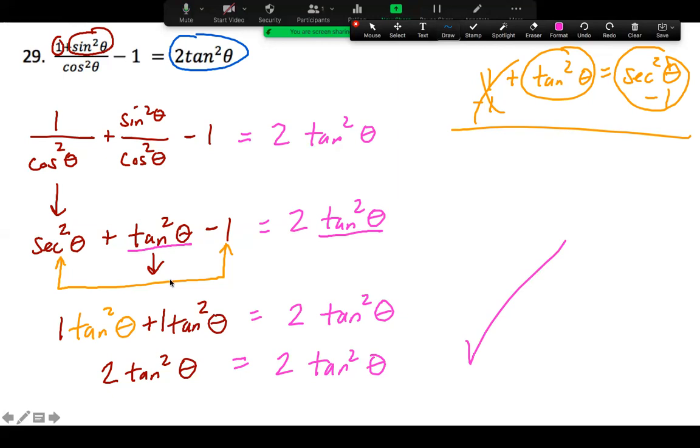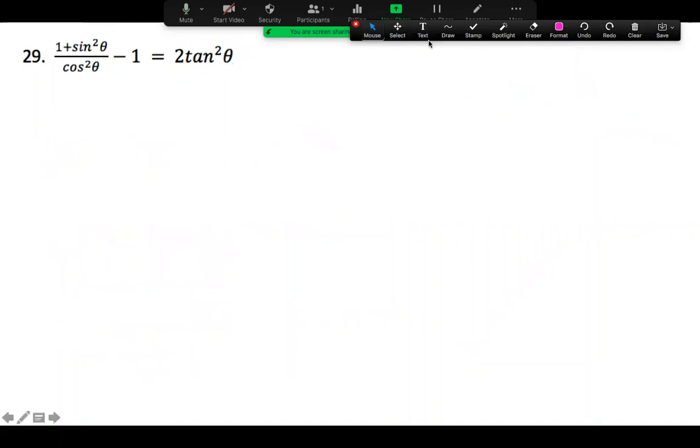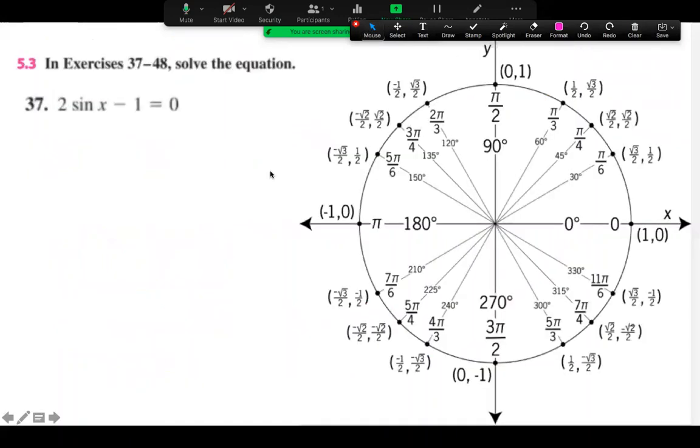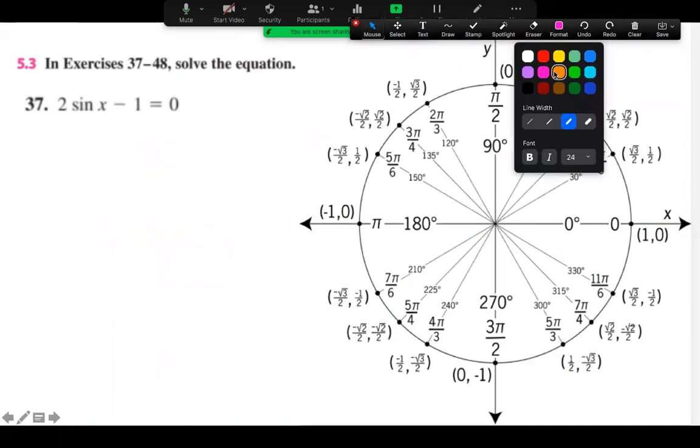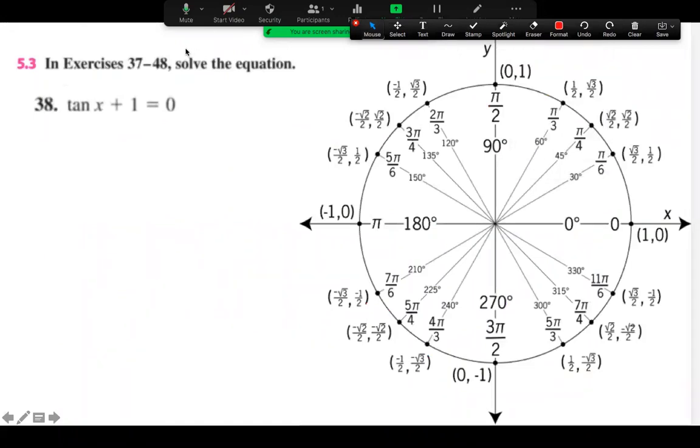All right. So far, so good. So now that takes care of the verifying identities. So we'll move on to number 37. All right, moving on, let's clear. All right, and 37. All right, so on this one, note that it doesn't say verify, it says solve. Okay, so a little bit different approach here. So we're going to solve.